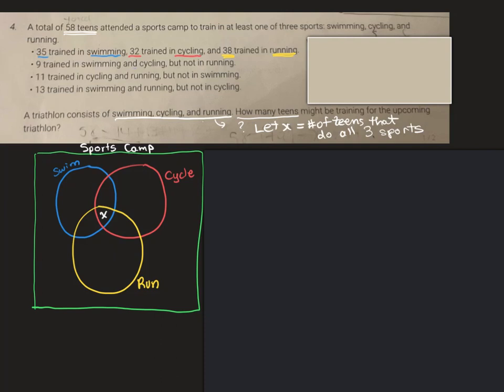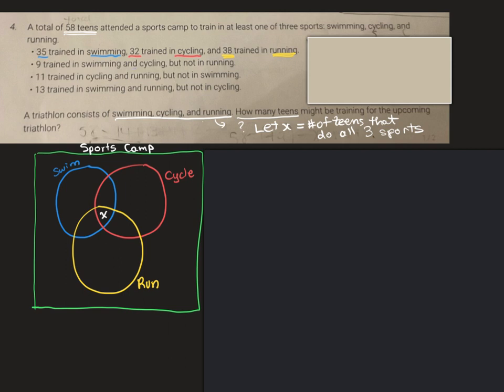Alrighty, let's take a look at this question. So we have teens competing in sports: swimming, cycling, running. So we know to draw a Venn diagram with 3 circles in it to represent each sport. I've done them in colors just so that it'll be easier to talk about it. And they're giving us some information, so let's put that on there.